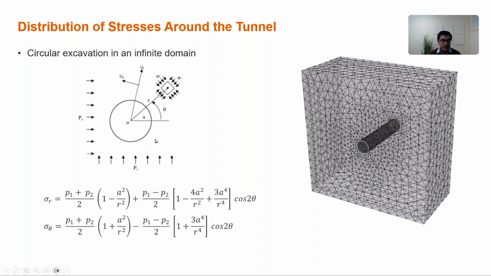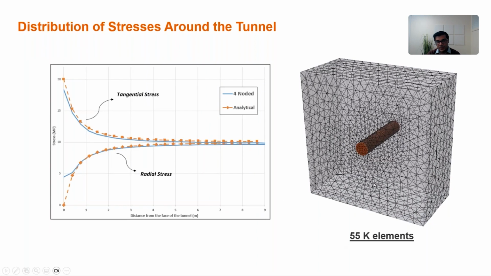Because the tunnel face is basically a free surface, I expect to get the radial stress right on the boundary to be equal to 0. So what I did here, I ran it first with a 4-noded element with the discretization that is shown in this image. I have 55,000 elements. And I measure the radial and tangential stresses, and I compare them with the analytical solution.